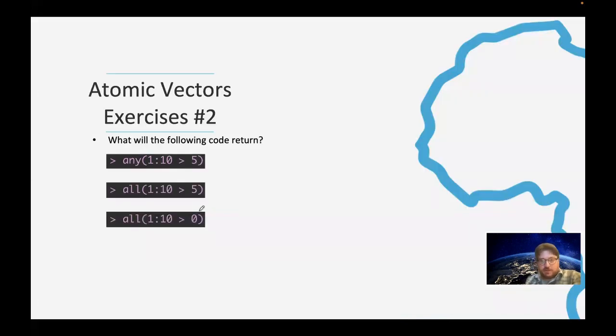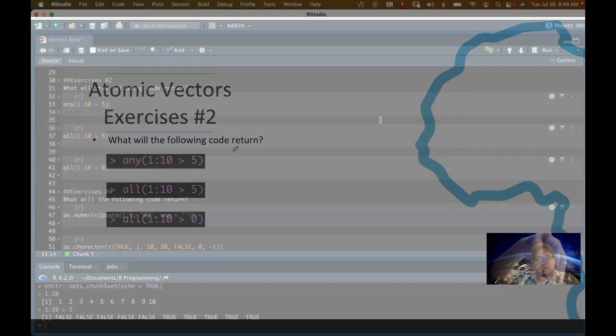So here are some more exercises for you to try. This time, I'm giving you three lines of code, and I want you to guess what they will return without running them. So for each one, I want you to think about what this line of code will return, and maybe try running it on your own and see if you're right. So pause the video now, think about it, and resume the video when you're ready to see the answers.